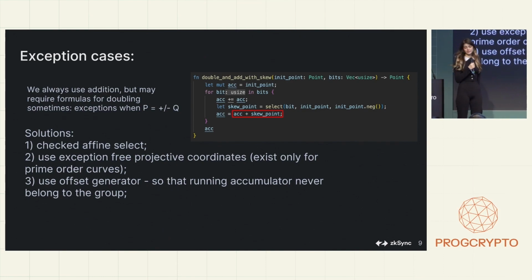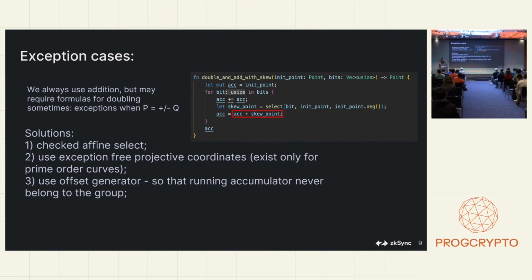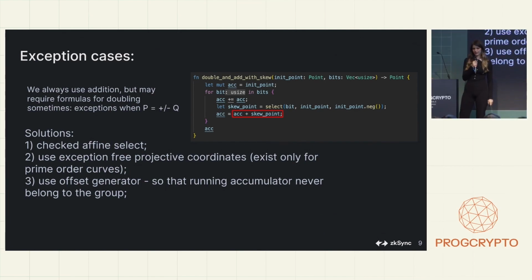But we can still have exceptions. Our exception can be in the addition, and the resulting point can be infinity. And we have 3 solutions. First solution is the check and affine select. We just wrap the affine point with a flag. The flag will identify whether it's the point at infinity or not.